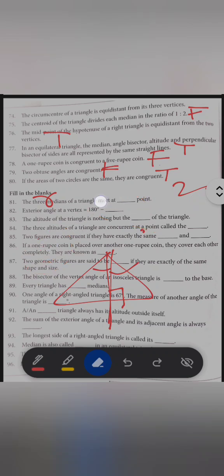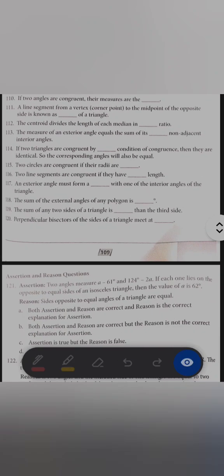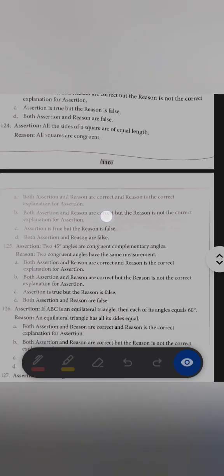So in the first part, we have discussed the multiple choice questions and true or false. In the second part, we will discuss the fill in the blanks along with the assertion reasoning questions. So stay tuned for the next part.